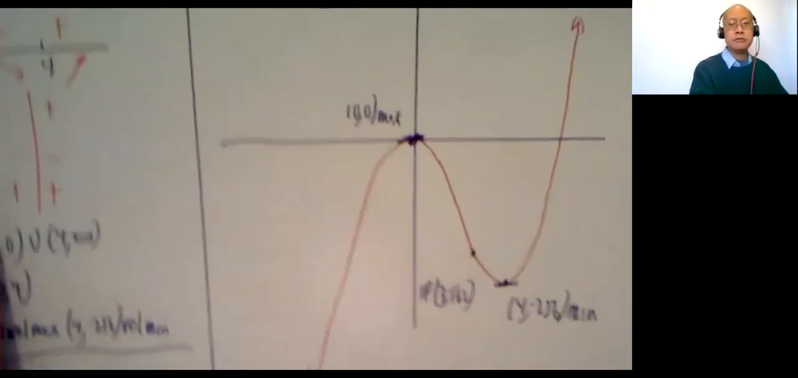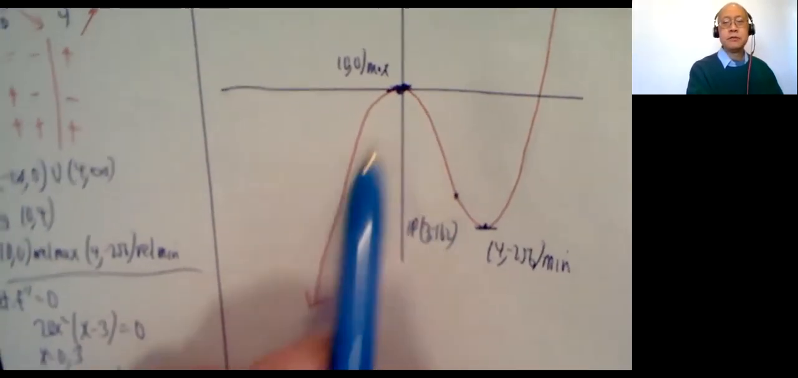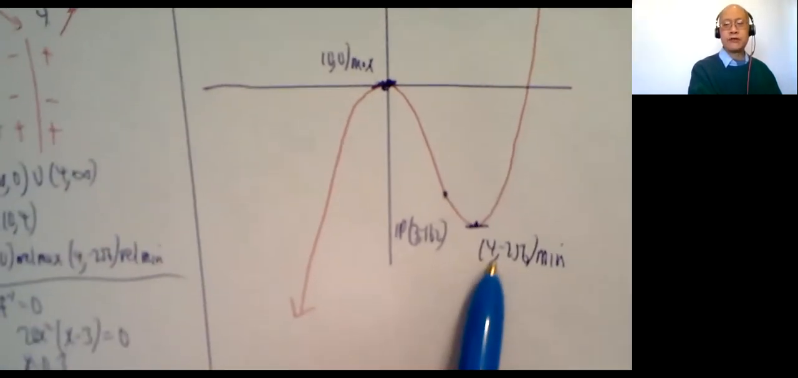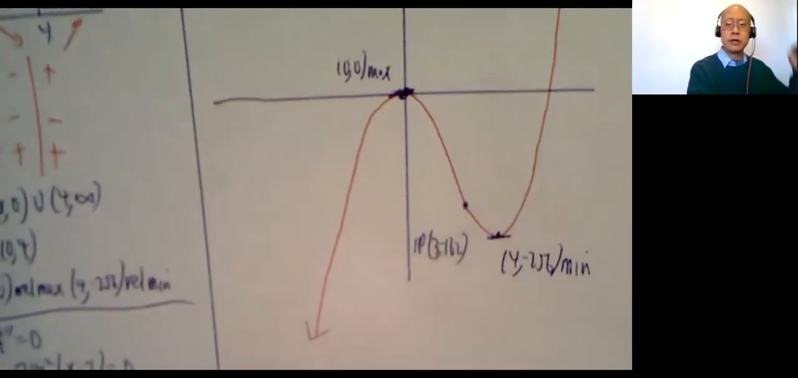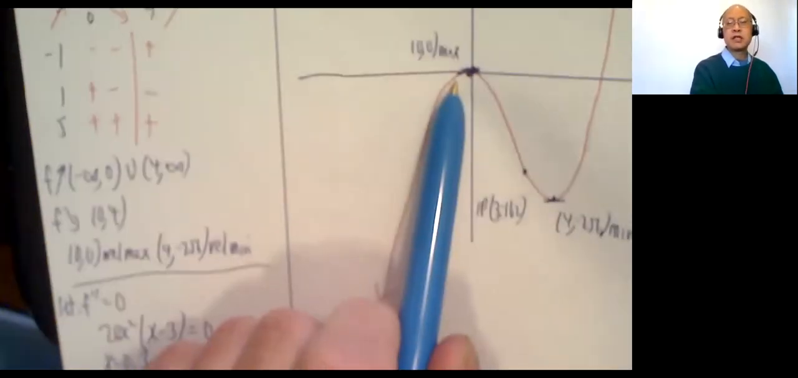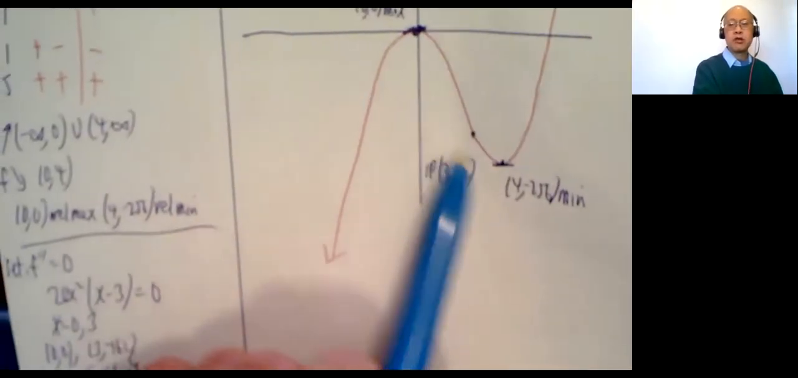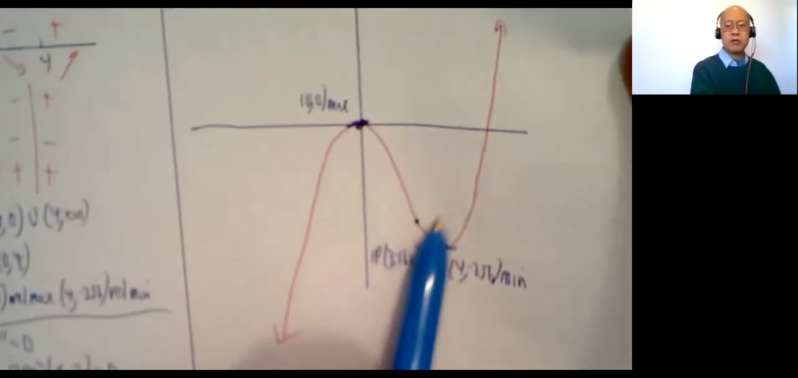All right, so we're ready. So this is obviously not to scale. So 0, 0 is a max. 4, negative 256 is a min. 3 comma negative 162 is an inflection point. Okay. So increasing, decreasing, increasing. Increasing to 0 reaches a max. And then it decreases to 4. Roller coaster goes down to here, reaches a minimum. And then for forward infinity, the roller coaster goes back up.